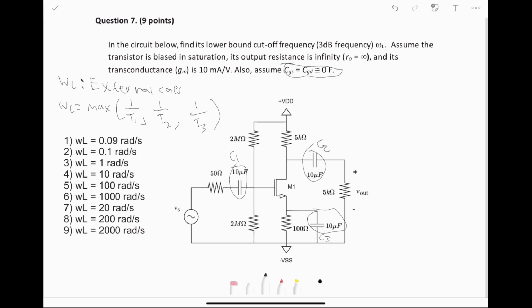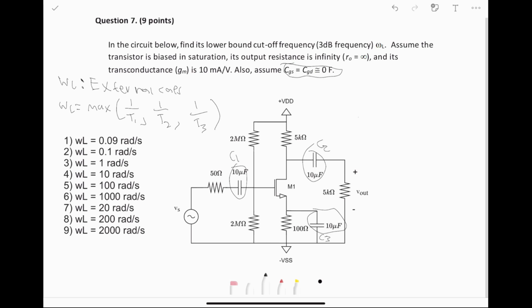So what we need to do is find the resistance seen by each capacitor, find the time constant, take the inverse, and then do that for each capacitor. And then the maximum value that we find in that process is going to be omega L, the lower bound cutoff frequency.